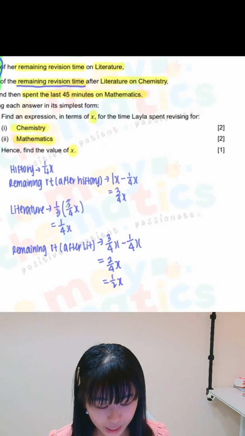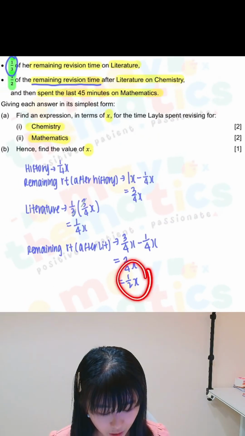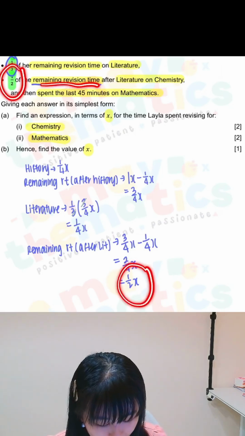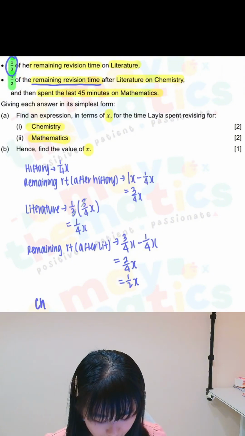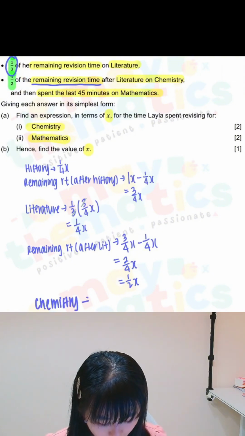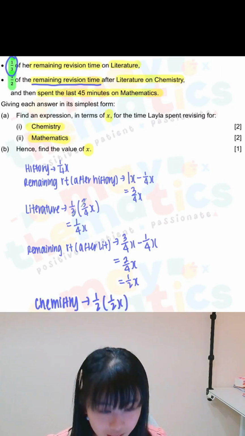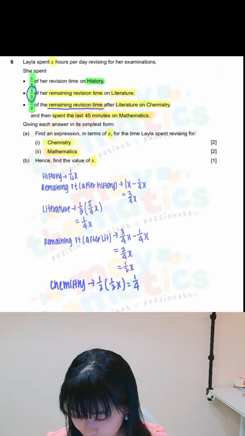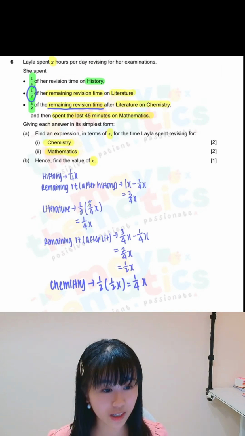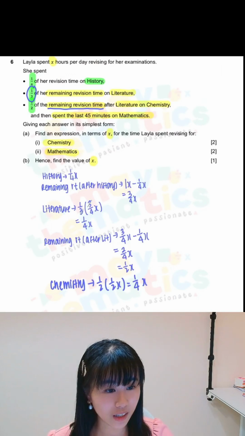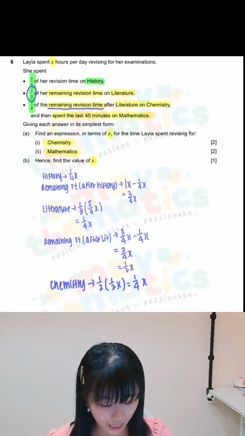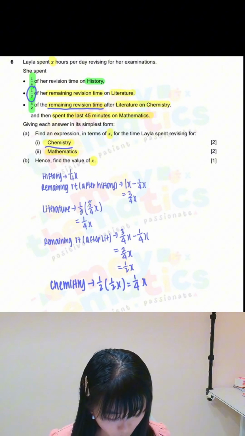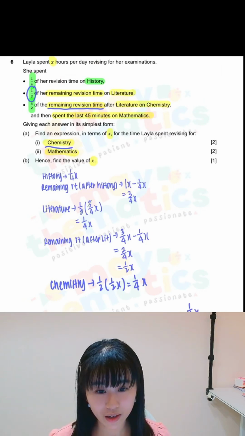Okay, so the remaining time after literature is half x. And out of this half x, she spent half of this remaining time on chemistry. So for chemistry, you spend half of the remaining time of half x. So half times half x, you get 1/4 x for chemistry. So now you got your first answer, chemistry: 1/4 x you spend.